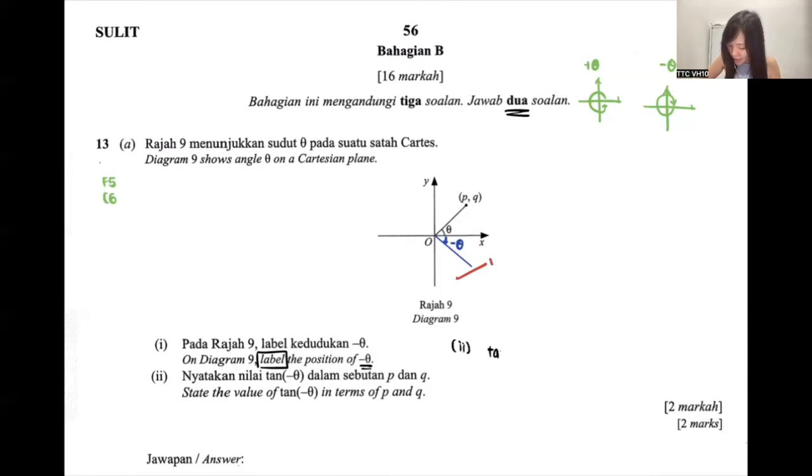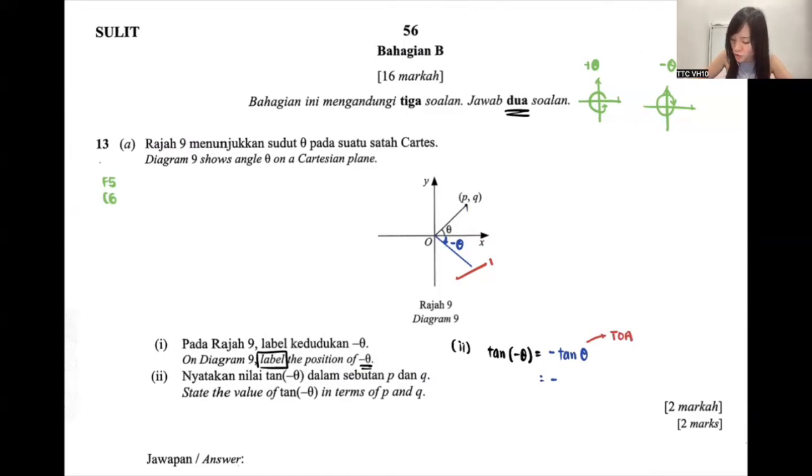Next one, the second part. Hence, state tangent negative theta in terms of P and Q. So for negative angle, I hope you guys remember, only cos, the queen, will eat away the negative. So only cos will make the negative disappear. All the ones like sine and tangent, the negative will go in front. So it's negative tangent theta. How do I do tangent? Tangent, isn't it under SOH CAH TOA? TOA means opposite over adjacent. So what's my opposite? What's my adjacent?